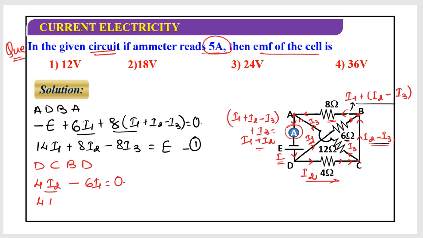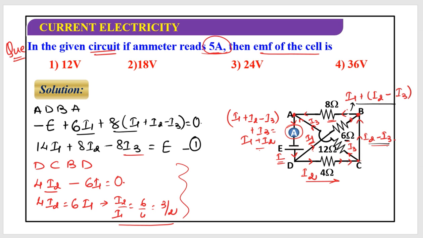So here I got a very important relation, that is 4 I2 must be equal to 6 I1. So I2 by I1 is equal to 6 by 4, which is 3 by 2. This is D, C, B, D. I hope these things are clear. Is it clear? Great. Now we have one relation which is of I2 by I1.